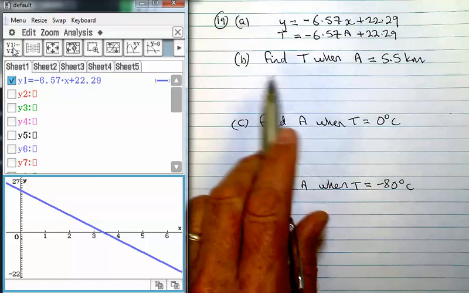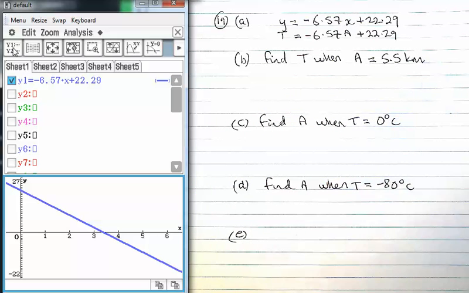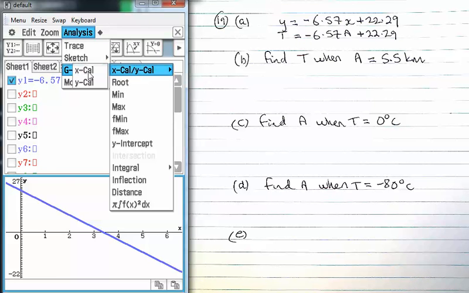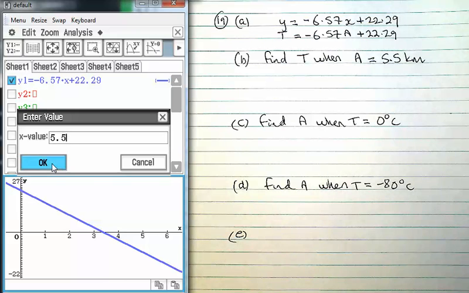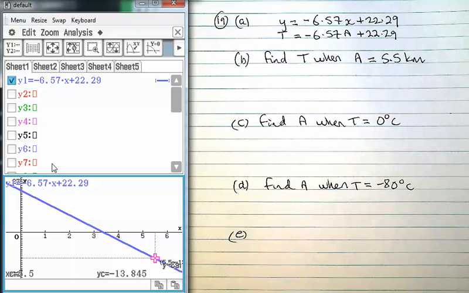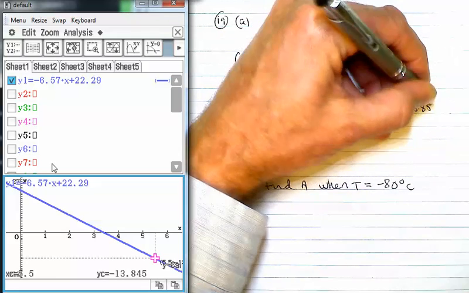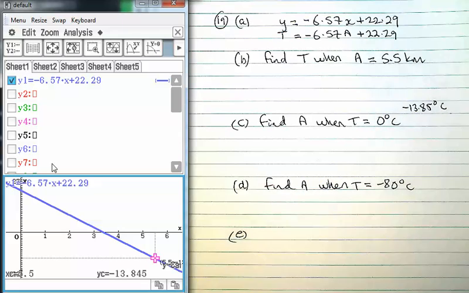Now, I would normally do B using pen and paper, but I can use the facility called G-Solve, and I'm calculating y and plug my value in. In this case, I've got 5.5 kilometres, and go OK, and I've got negative 13.85 degrees C. I'll just leave that there and show you how to do it by pen and paper shortly.